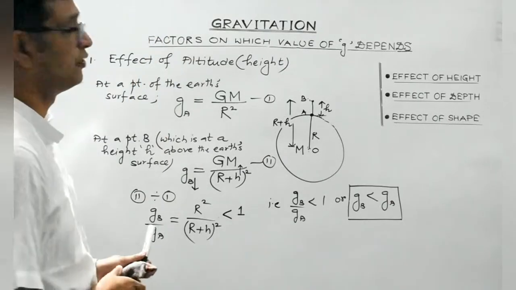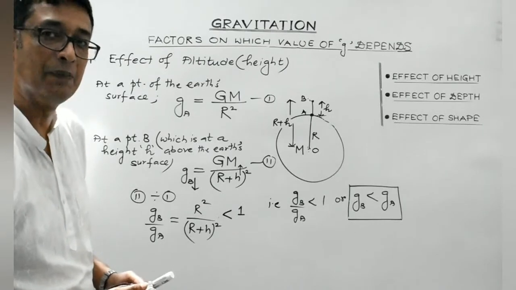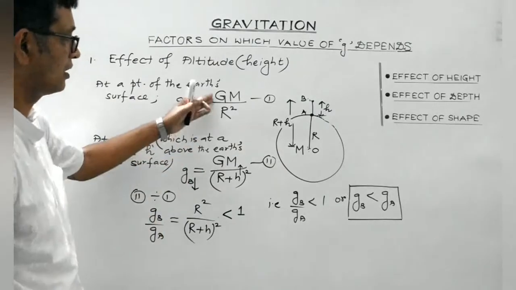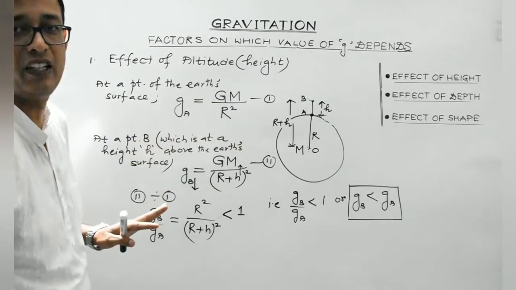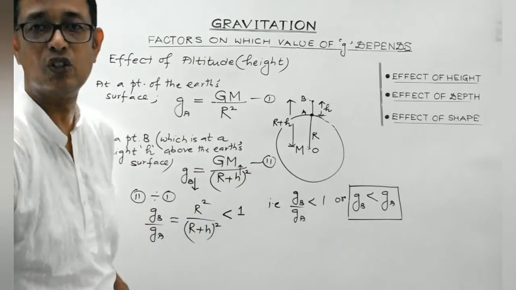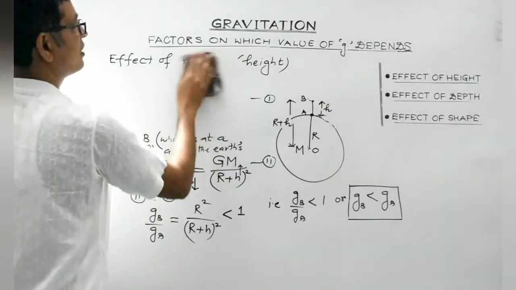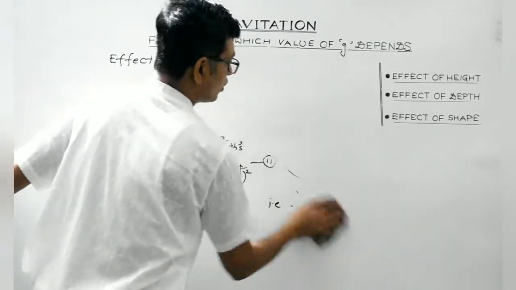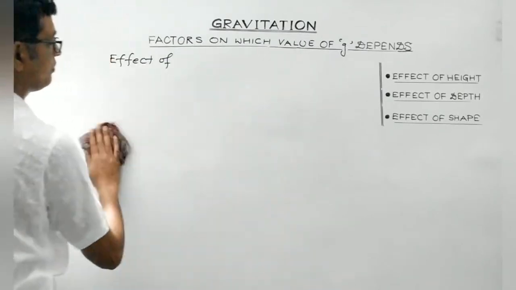So this was the first factor on which the value of acceleration due to gravity depends, right? I hope you have understood this concept. Make use of this particular expression, GM by r square, right? So by using this expression, you can easily mathematically verify this particular fact. Okay. Now second is, we'll discuss the effect on the value of small g due to depth.